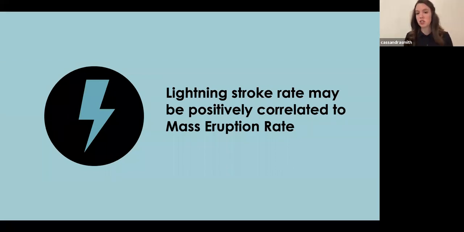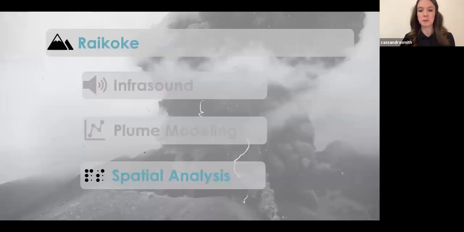So the next conclusion is that lightning stroke rate may be positively correlated to the mass eruption rate. Overall, a lot more work needs to be done on my part to really flesh this section out, but it is an exciting initial result that we're seeing these light correlations.